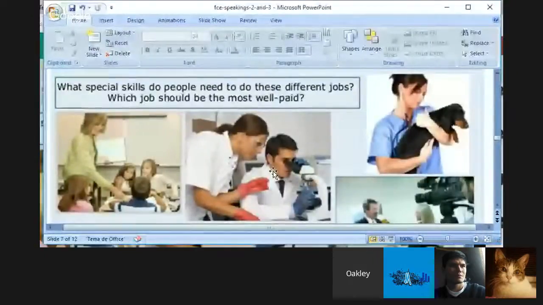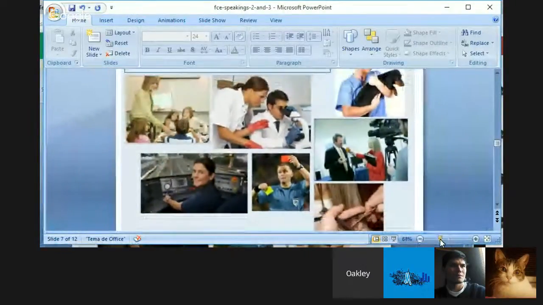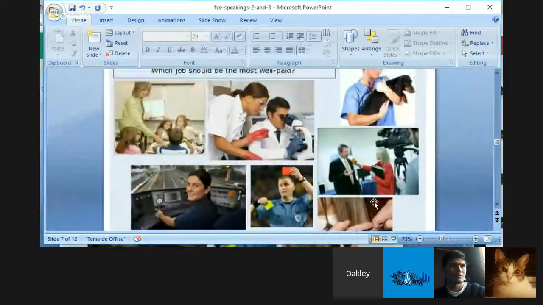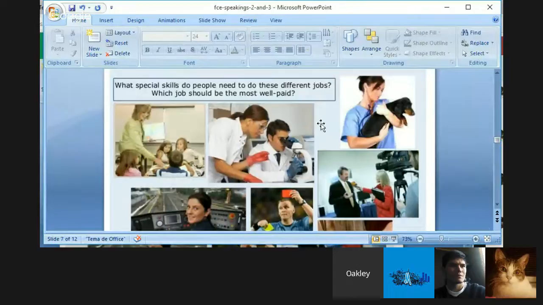Okay, we're gonna move on and try some more of these picture-based questions. So I'm gonna do a screen share here. Mustafa, coming around, back to you. All right, take a look at some of these pictures here. Let's see if I can make them all fit. Okay, what do we see here? Obviously, people doing a number of different jobs. Okay, Mustafa, what special skills do people need to do these different jobs?